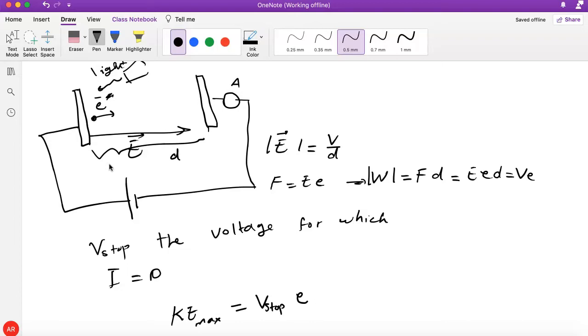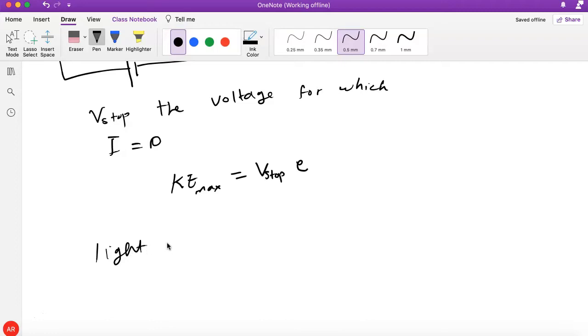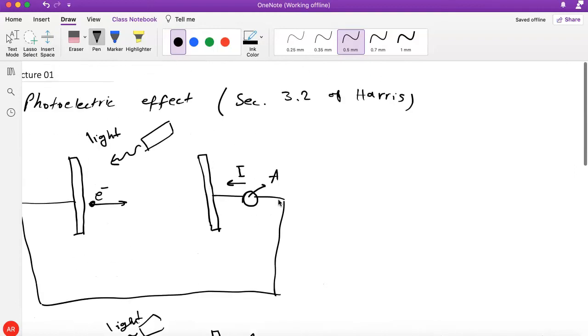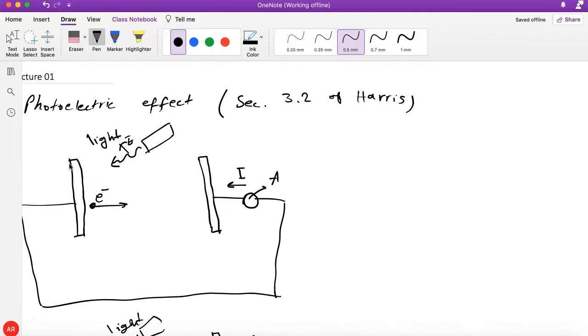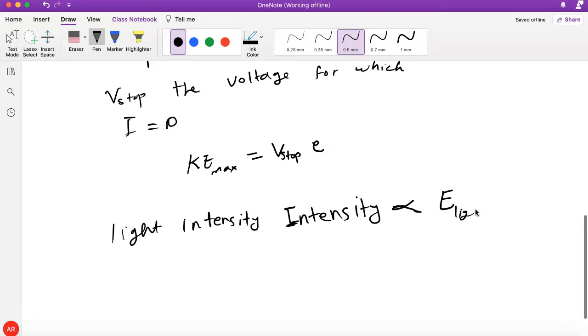Okay, fine. So what do we expect this kinetic energy to depend on? Well, let's think of light as electromagnetic radiation, electromagnetic waves. Remember, light intensity, not to be confused with the current, so let me not call it I, just call it intensity, is proportional to the electric field of the light wave. Again, not the electric field due to the battery between the plates, the electric field of the actual light wave. So let's call that E light squared.